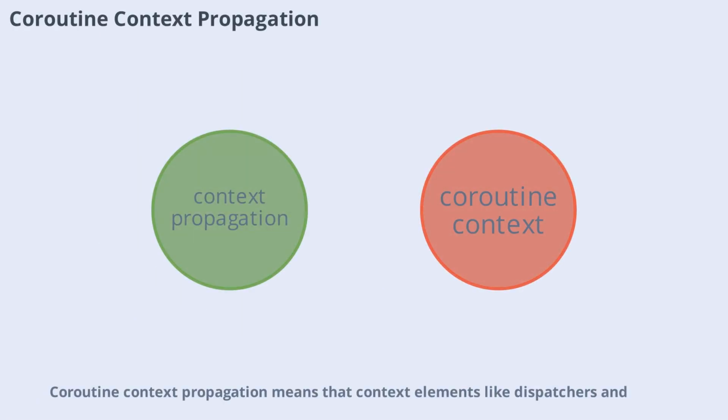Coroutine context propagation means that context elements like dispatchers and exception handlers are automatically passed from parent to child coroutines. This ensures consistent behavior and simplifies context management across your coroutine hierarchy.